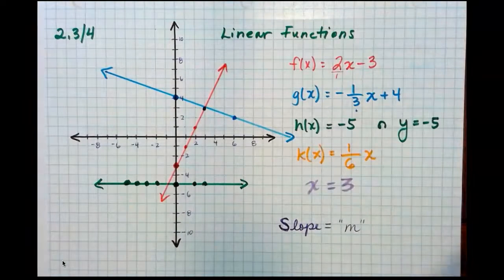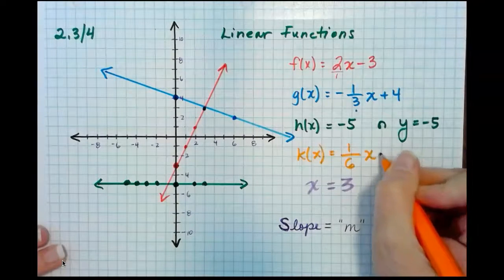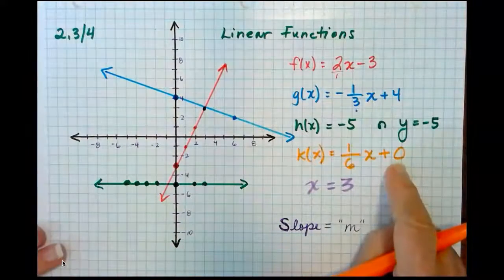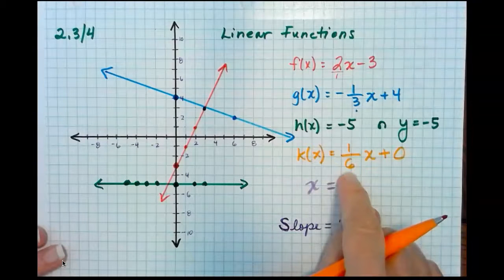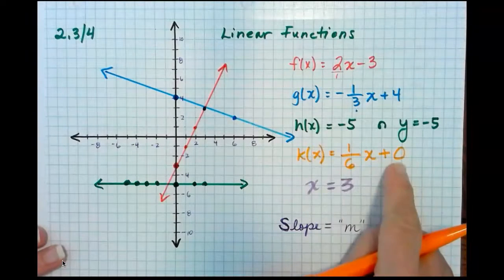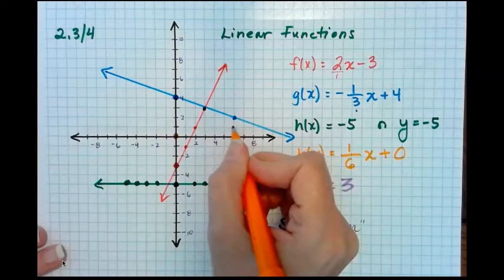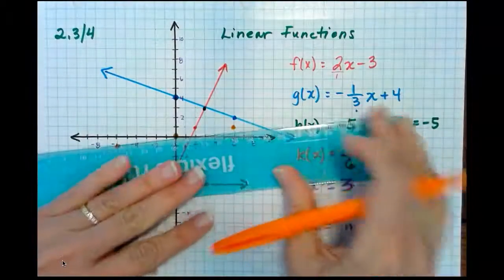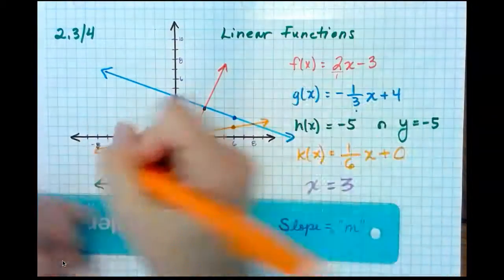Next, the k function. k of x equals 1/6 x. Now, if you don't see a constant over here, it's perfectly fine to just add one on, but don't change the value. So we use the additive identity, which is 0, which means that this line, not very steep at all, almost flat, is going to have a y-intercept at (0, 0), and it is going to go up 1 over 6. So it is increasing, but not by much. So there's the orange line.